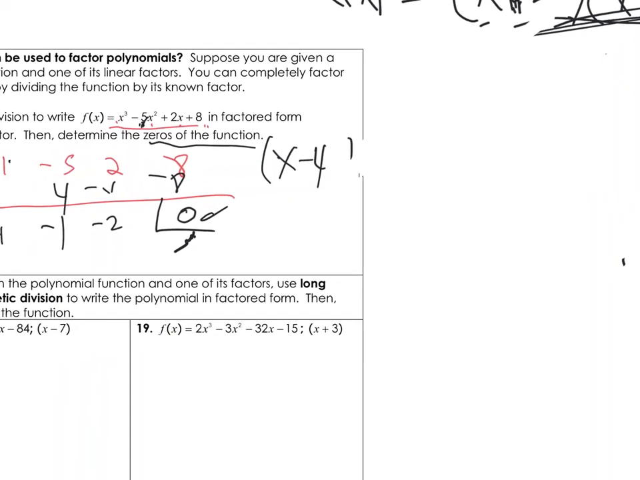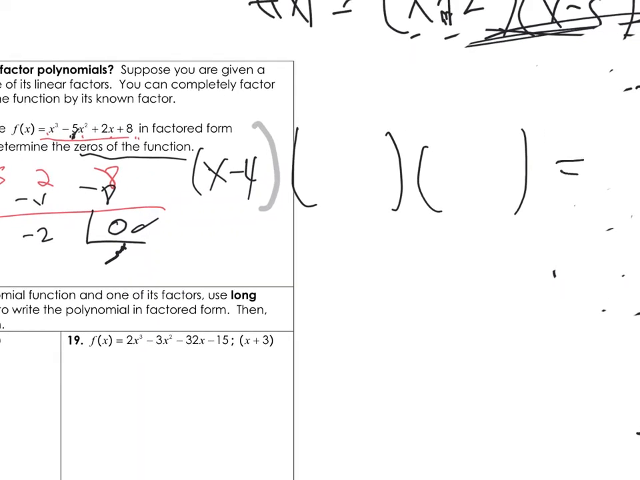So I found one of my factors. And since it's a cubic, it is possible this is the only real factor that I have. The rest are like imaginary. But chances are there's 2 more, okay? And each of those will be set equal to 0.